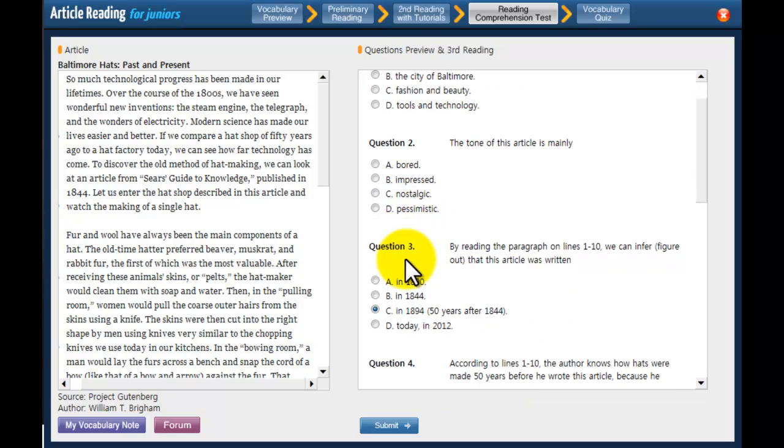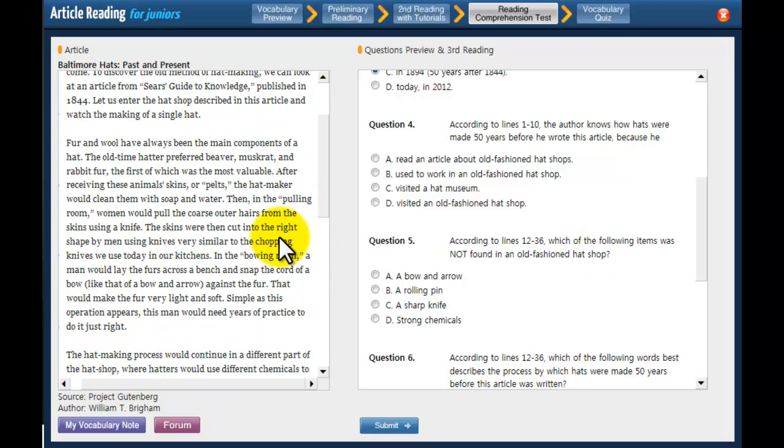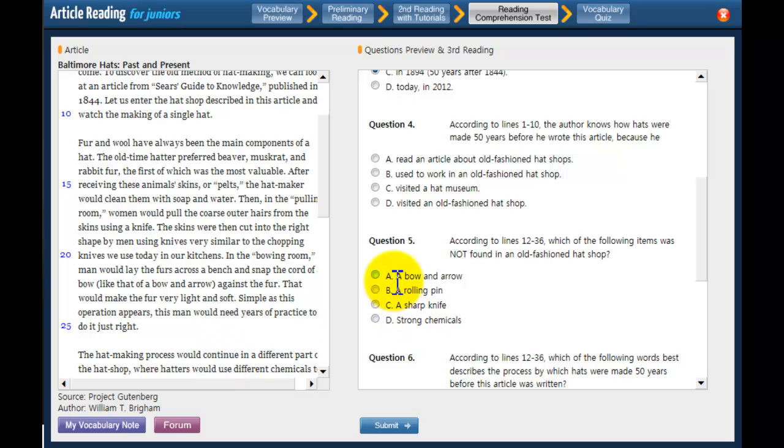Let's scroll down to question 5. According to lines 12 through 36, which of the following items was not found in an old-fashioned hat shop? We've seen these before. What you're looking for is something that the author does not mention was in a hat shop in the mid-1800s. So what I usually do with these is look at the answer choices and just try to cross them out when I find them in the paragraphs.